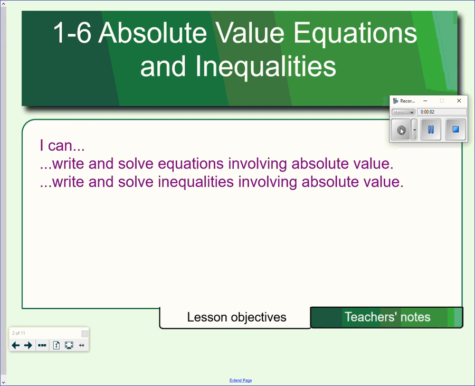This is lesson 1-6, part 3. In this lesson, we'll learn how to write and solve inequalities involving absolute value.